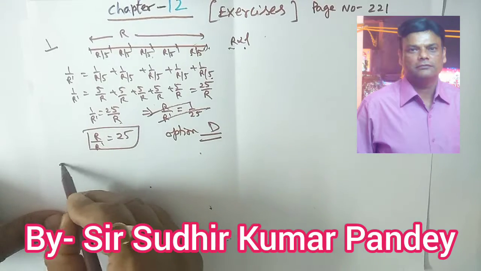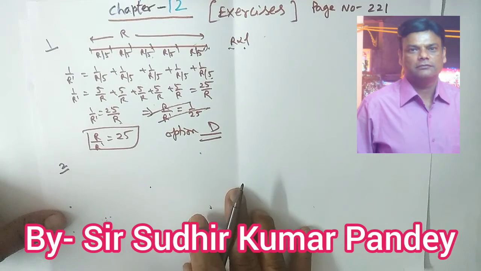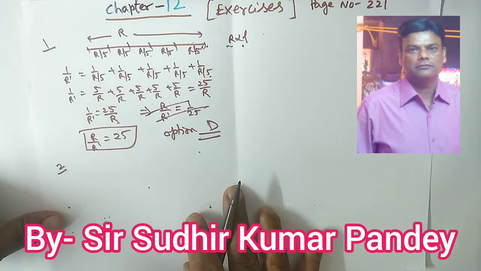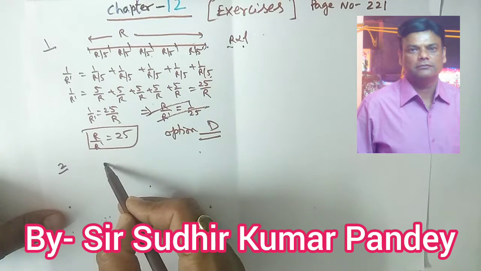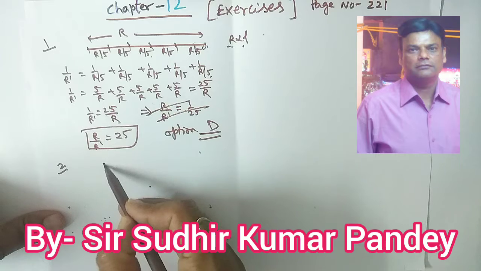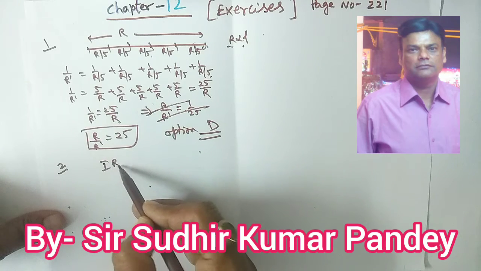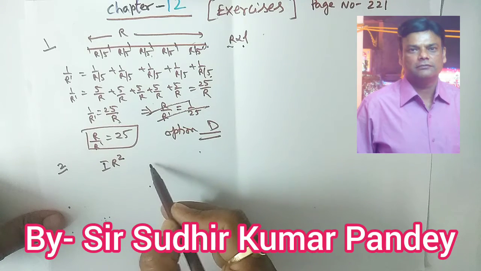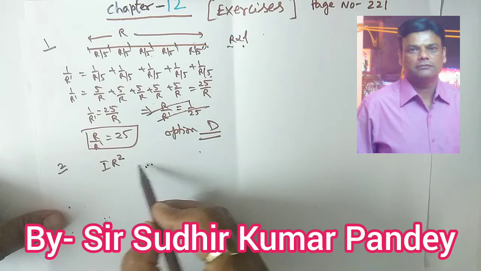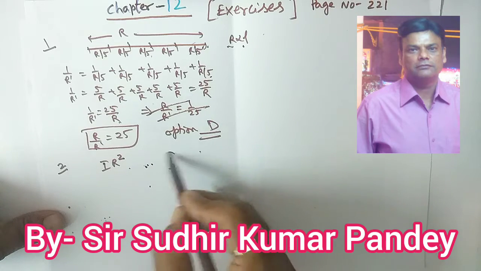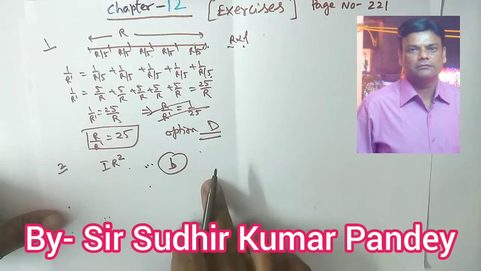Now come to the question number 2. Which of the following terms does not represent electrical power in a circuit? You can see I square R is the power formula. So its answer is 1 upon I R square. This is not the term in which electric power can be represented. So option B is correct of this question.